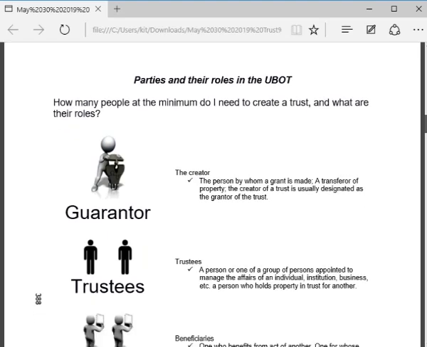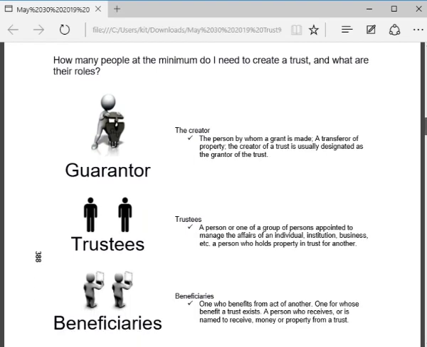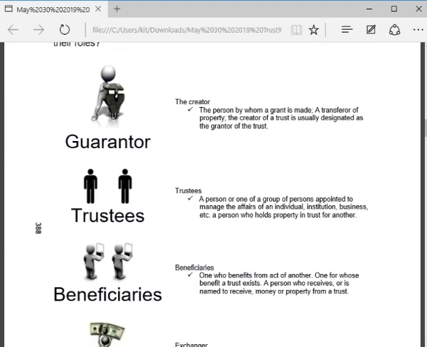Parties and the roles in the UBOT. How many people at the minimum do I need to create a trust, and what are their roles? Grantor, the creator, is the person by whom a grant is made, a transfer of property. The creator of a trust is usually designated as the grantor of the trust.